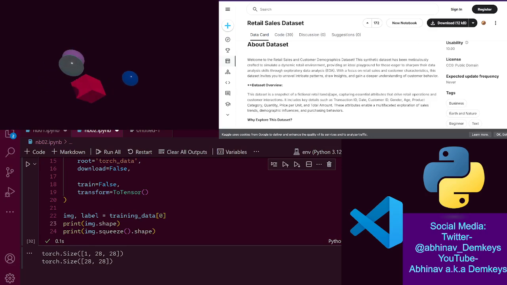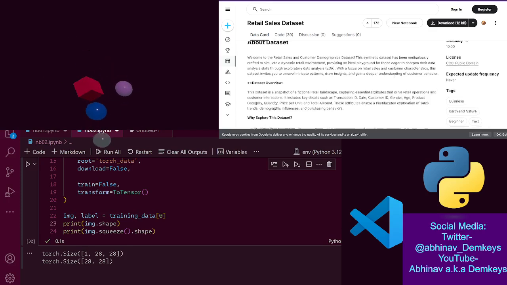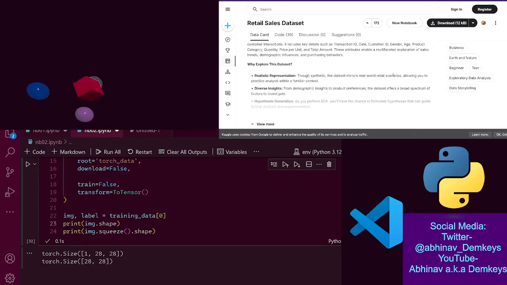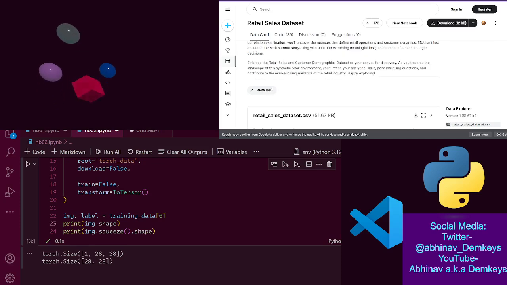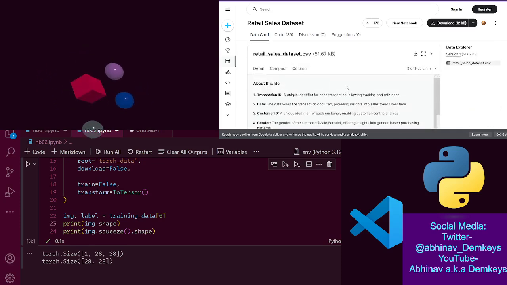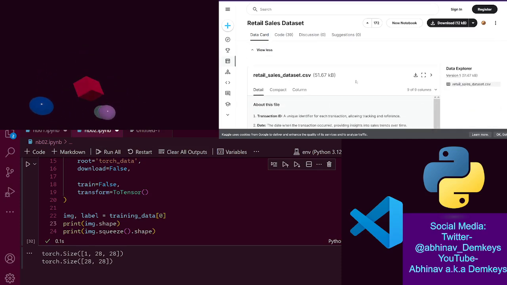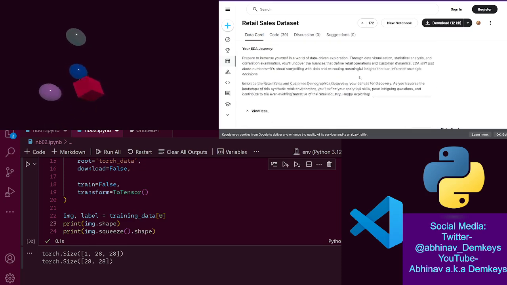Right. What's the stuff here? Transaction ID, date, customer ID, gender, age, product, category. No, product category is the same. Yeah. Okay. So product, fine. Quantity, price per unit, and total amount. All right. Okay. Yes, dude, this is exactly what I've been looking for. Hell yeah.